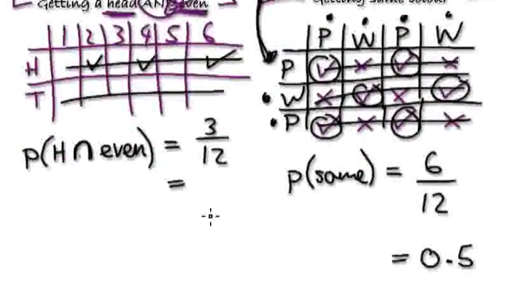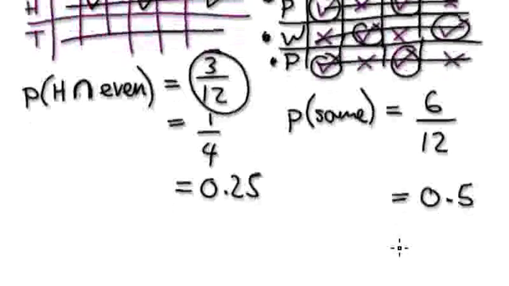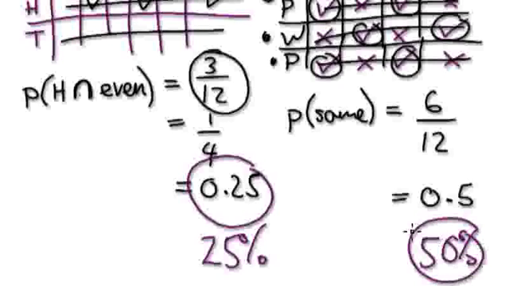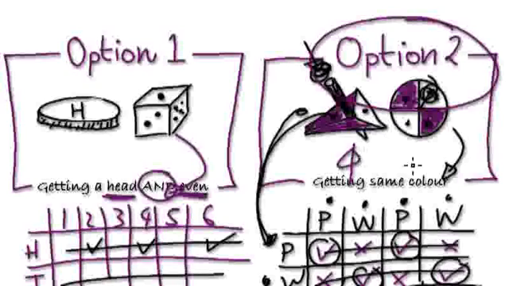Okay. Now let's look at this. This here is going to be 1/4. This is the same as 0.25. Get a calculator if you don't believe me. 3 divided by 12 would be 0.25. So if you look at this here, this is like 25%. This is like 50%, pretty much. So it's much easier to get the same color. So option 2, again, option 2 is easier to get. So when you spin this, the probability of you getting the same color is 0.5.